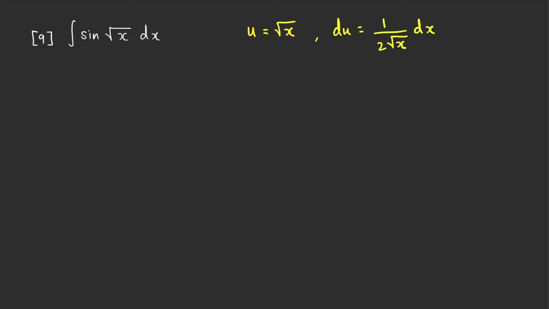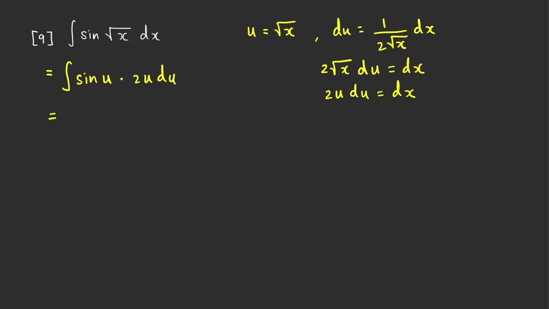So you just apply the ordinary power rule. And this will give us 2 square root of x du equal to dx. But square root of x is u. So therefore, we can write this down as 2u du is equal to dx. So our integral in this case can be written in terms of u as the integral of sine u times 2u du. So let me write this down as the integral of 2u sine u du.